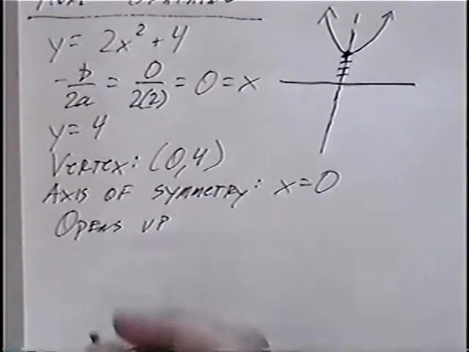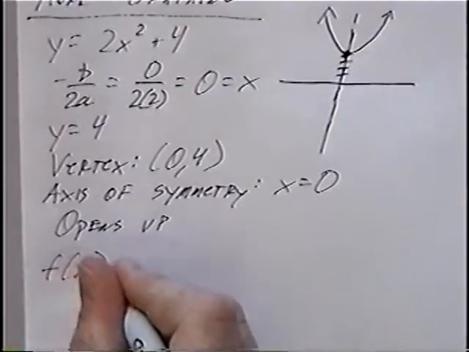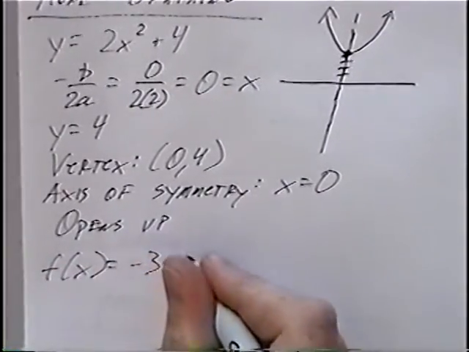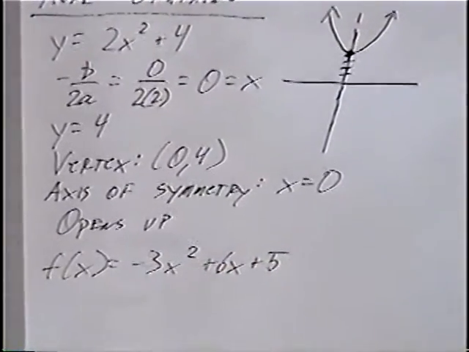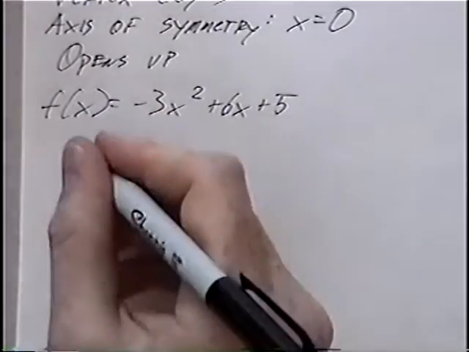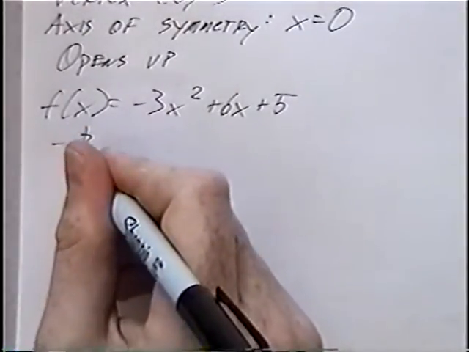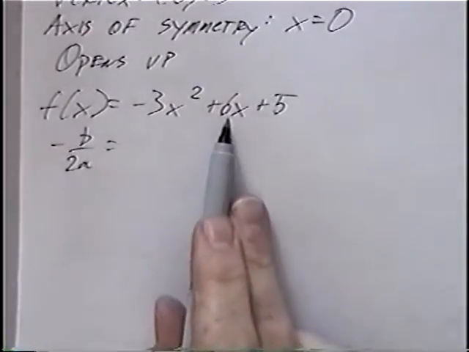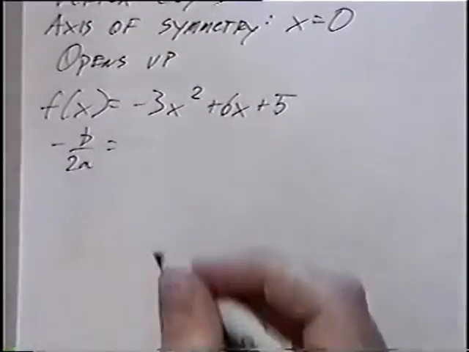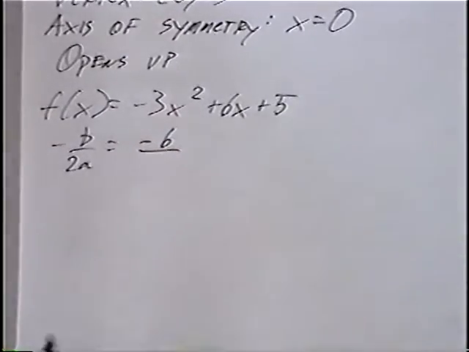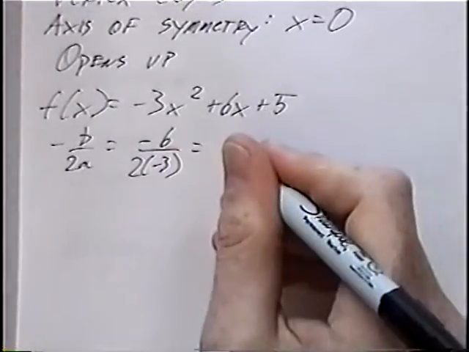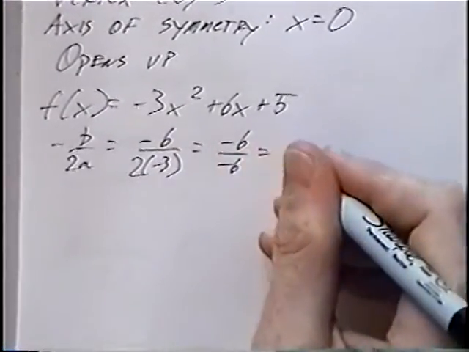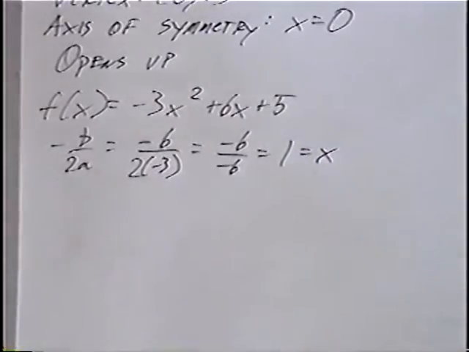Last question for this section. F of x equals negative 3x squared plus 6x plus 5. Again, we'll do the same equation, negative b over 2a, to find the vertex. B in this case is the number in front of x, which is 6. The negative makes it negative 6. And 2 times a is the first number, which would be negative 3. We'll have negative 6 over negative 6, which is equal to 1. So the x value of the vertex is equal to 1.